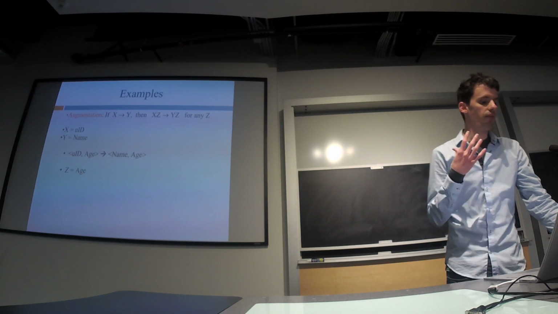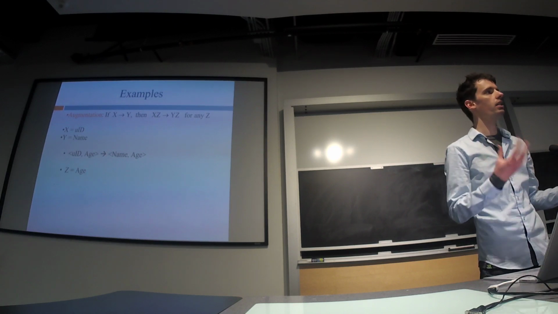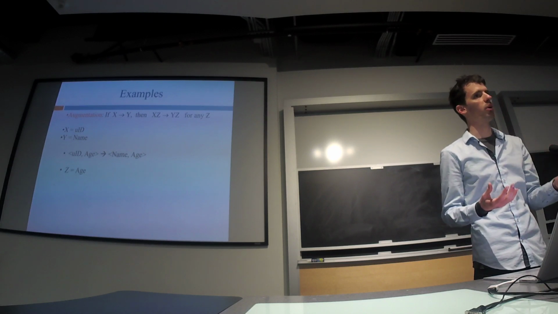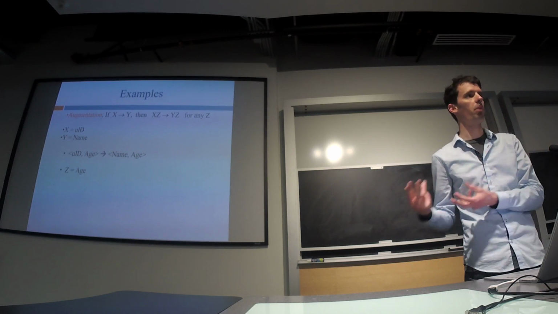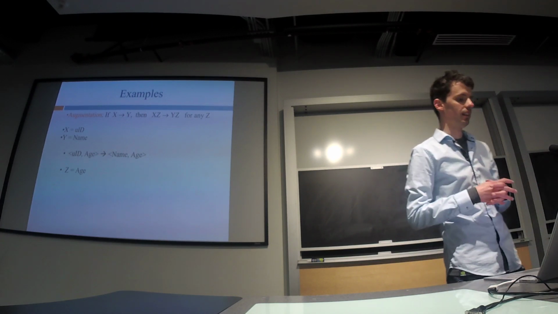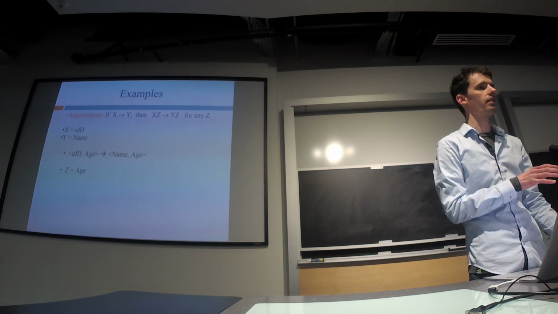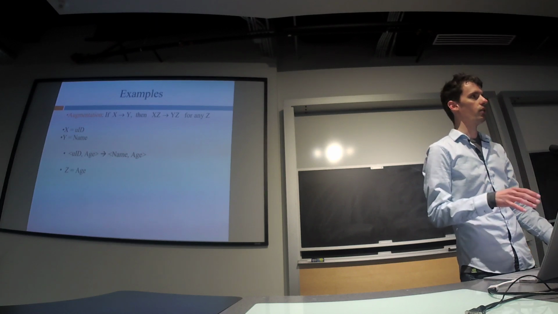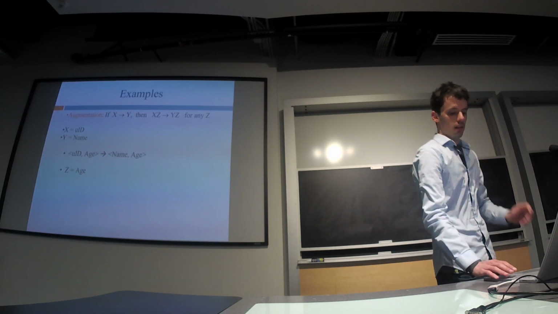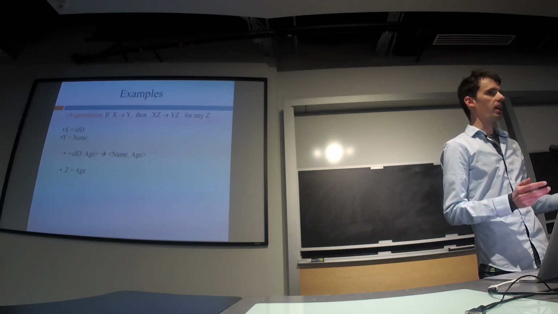Augmentation. If I'm saying a UID determines a name, then I can also say UID combined with date of birth determines name combined with date of birth. Also kind of not that mind-blowing. But these are fundamental properties that we can use to reason about more complex and abstract dependencies. Kind of like the basic rules of algebra. Sometimes the rules are not that mind-blowing, but their applications are very useful.